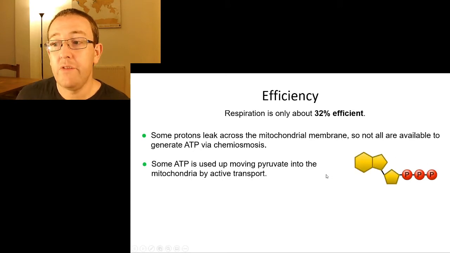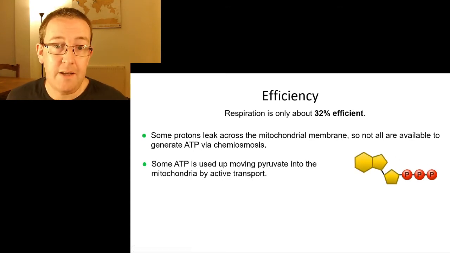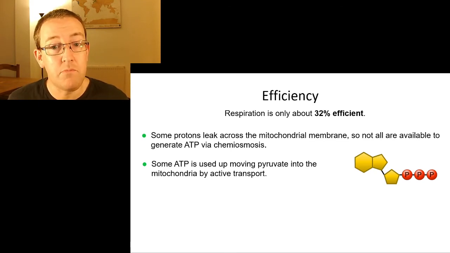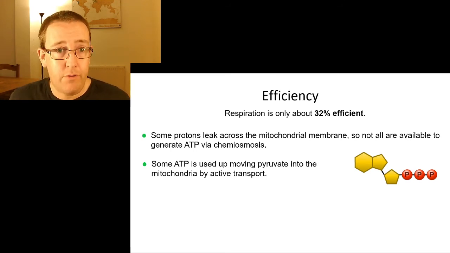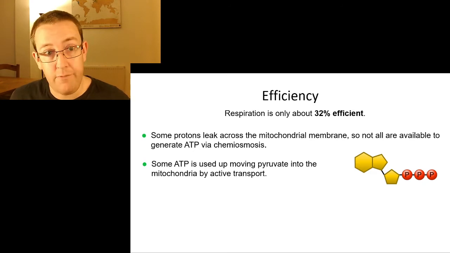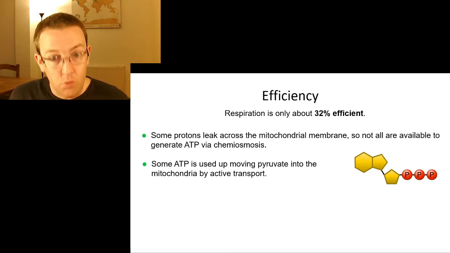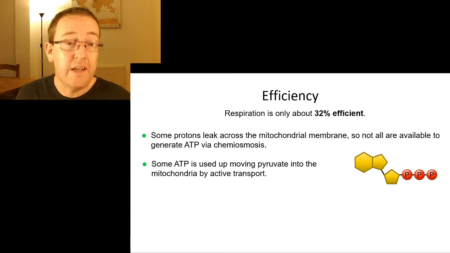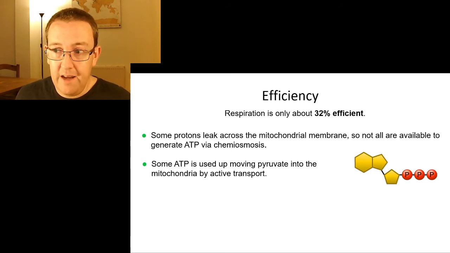Okay. Some ATP you actually have to invest in moving the bits that you need around. So some ATP is used moving pyruvate into the mitochondria by active transport. And this is one of the reasons why anaerobic respiration starts. If you run out of ATP, you can't actually move the pyruvate into the mitochondria. So you've got to invest some ATP to get the next lot of pyruvate into the mitochondria.